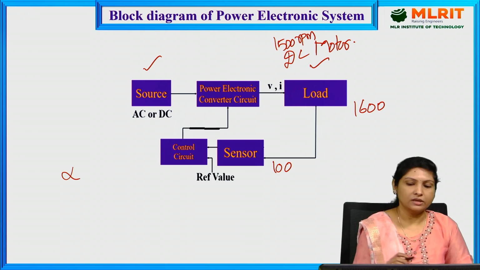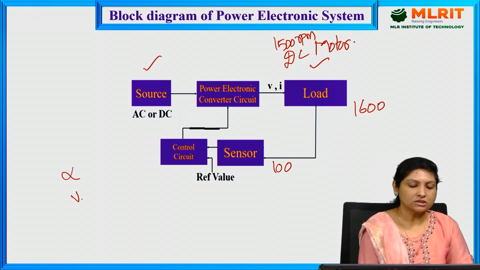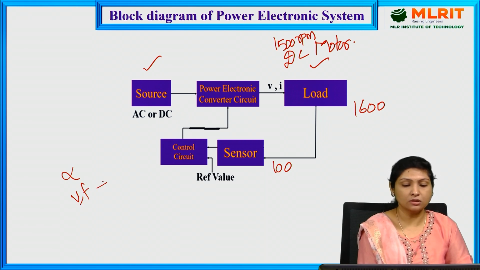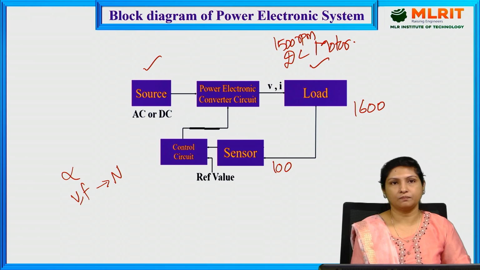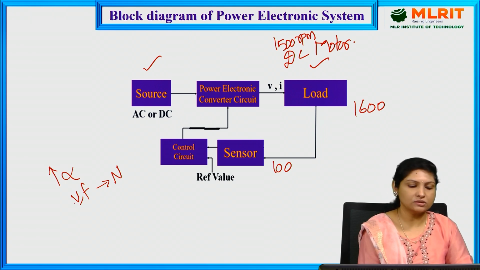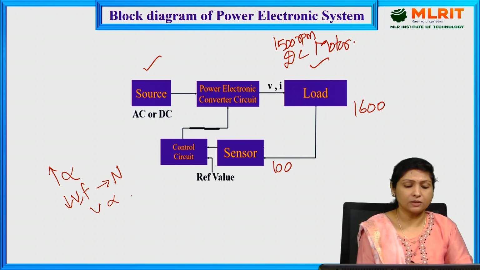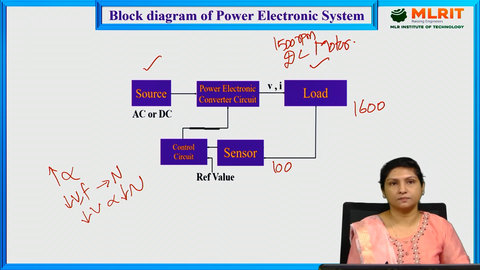That means here, since the speed is increased, either by making use of voltage or frequency, we can control the speed of the motor. Here, by increasing the firing angle, I can reduce the net output voltage. Since voltage is directly proportional to speed, when voltage is coming down, speed will be getting reduced. And thereby, we can actually control the speed of the motor.